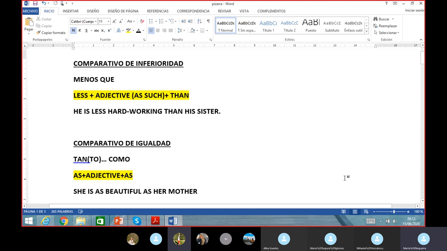Okay, Marta, so you can make a picture of this if you want. Or I can give you just one minute to copy. Yes? I have a question. Yes. In the comparative of inferiority, less, he's less hardworking than her sister. Yes, as here. And what is your doubt? Is it correct to say his sister, not her sister?